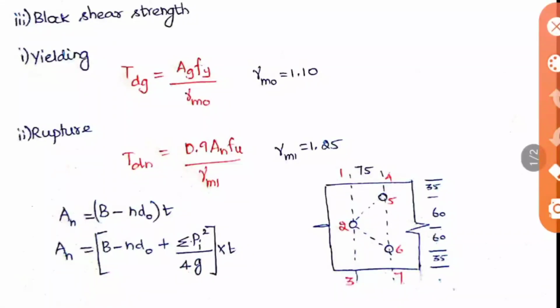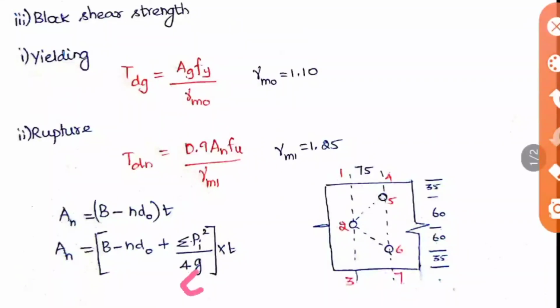For chain bolting, the formula is B minus n d naught into t. Here d naught is the diameter of the bolt hole, t is the thickness of the plate, and B is the width of the plate. Okay. And the next formula is for staggered bolting. Here I have drawn a diagram. There is a steel plate and there are only 3 bolts here. This is 1, this is 2 and this is 3. The 5, 2, 6 I have written, so those 3 are the bolts. If you consider only the 5 and 6, those 2 bolts alone, we call that chain bolting. But when you consider these 3 bolts together, we call that staggered bolting.